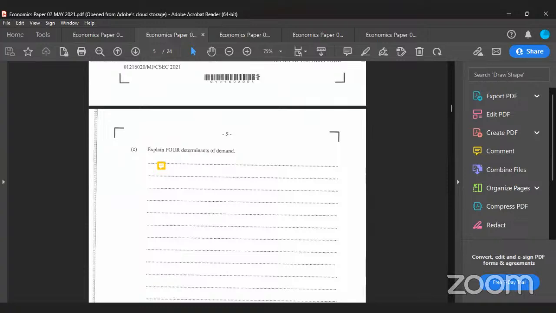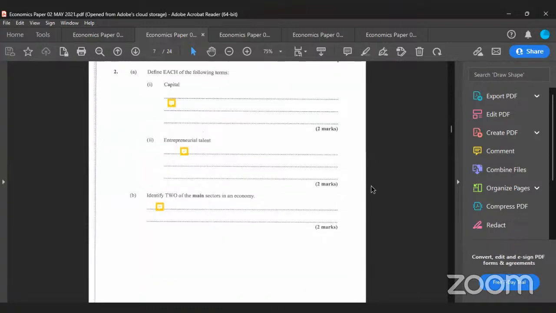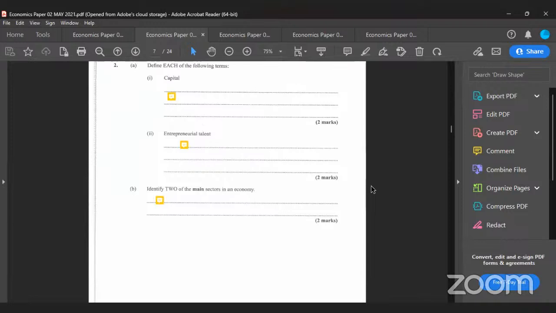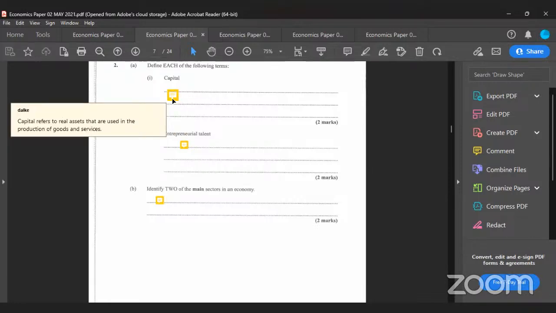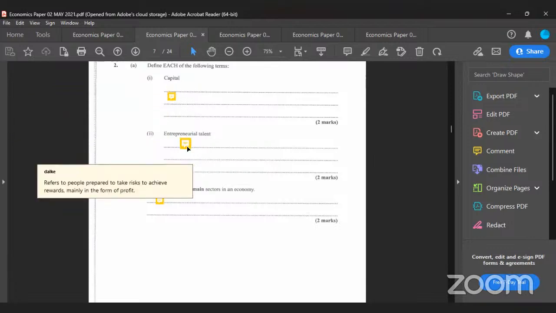So for number 2, they also asked us to define some terms. Now, for these, the definitions are there in the text, and they're probably more digestible than the ones that you'd see online. So I found this one from the study guide. Capital refers to the real assets that are used in the production of goods and services. That is fine. And entrepreneurial talent as well. These definitions are there in your textbooks, and it's only 2 marks, so you don't really need to necessarily go hard. I think for 2 marks, you write 2 sentences.